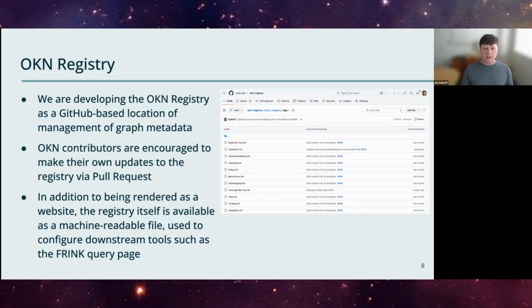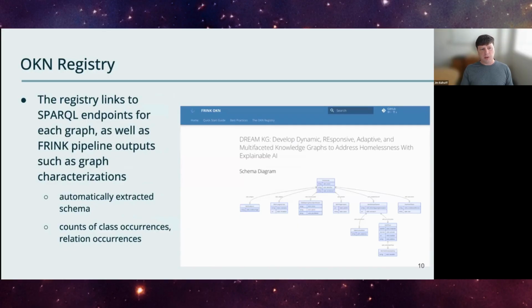And so the registry is used to generate the FRINK website, which lists all of the Theme 1 graphs, but it also is rendered as a machine readable file, which we use in some downstream tools, such as the FRINK query page, where you can select which graphs to query. The registry also links to the SPARQL endpoints for each graph, and then it links out to the FRINK pipeline outputs, such as graph characterizations. And so these include some automatically extracted schemas, so which classes are available in the graph and what relationships they have to other classes in that data set, as well as counts of class occurrences or relations.